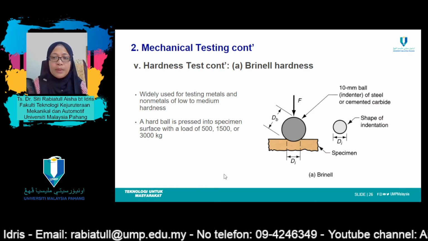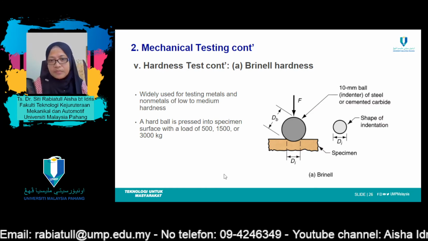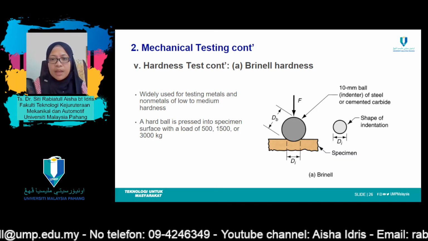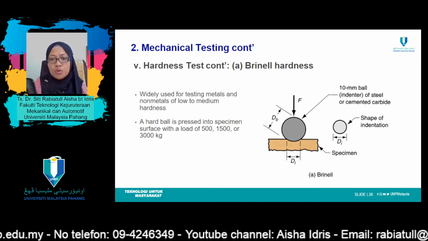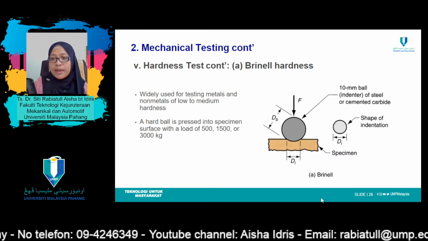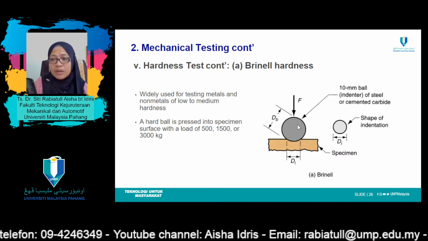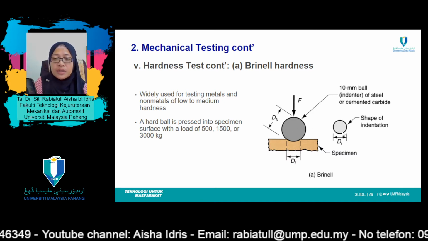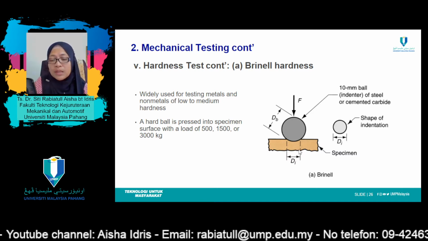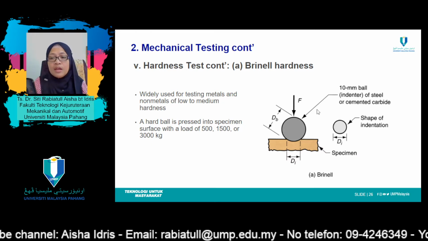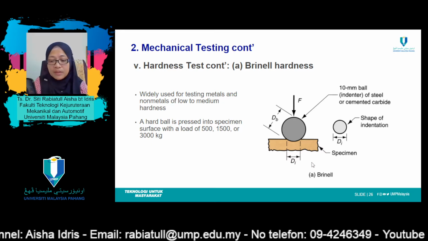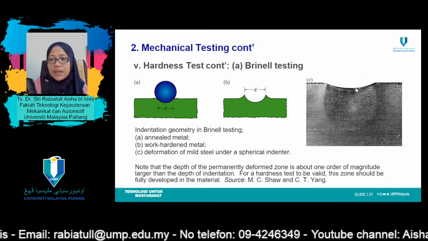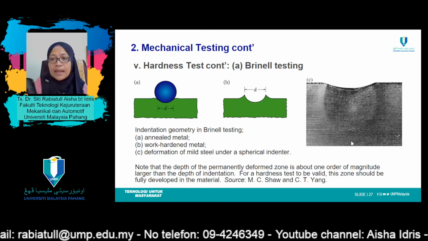Now let's look at Brinell hardness. It is widely used for testing metals and non-metals of low to medium hardness. You can see this is the indenter itself, and this is the shape of the indentation on the specimen after the indenter presses onto it. And this is what happened to the specimen after it was indented.